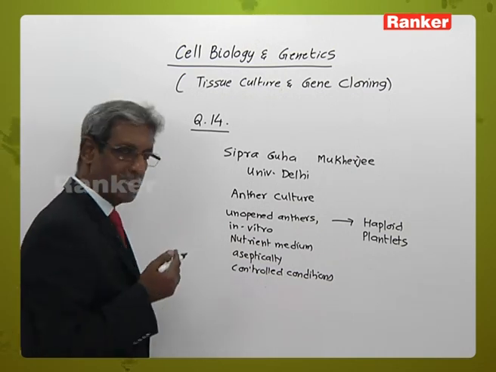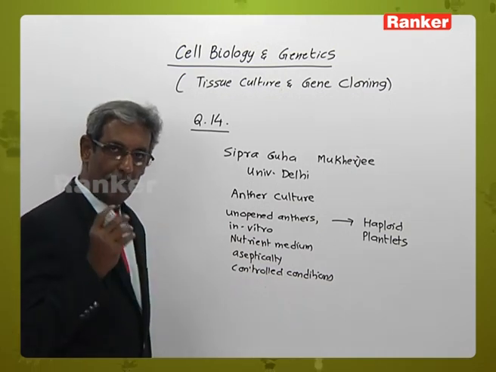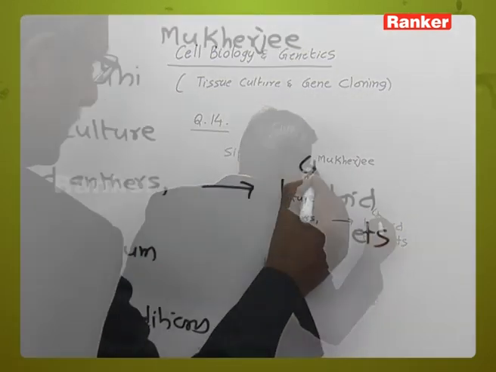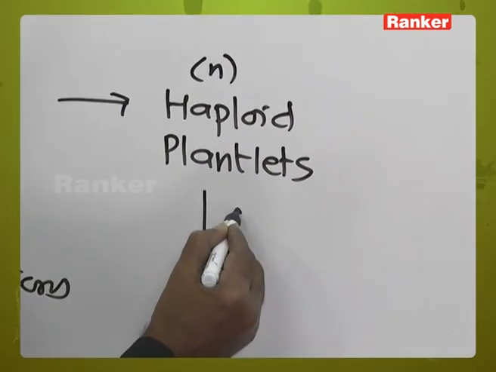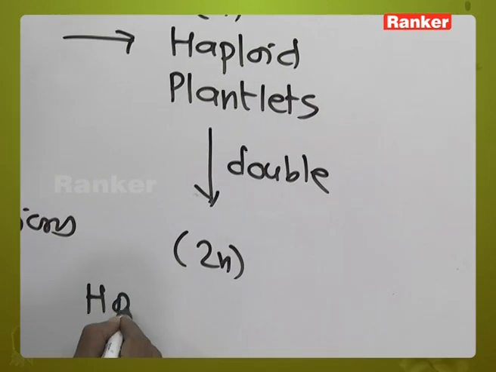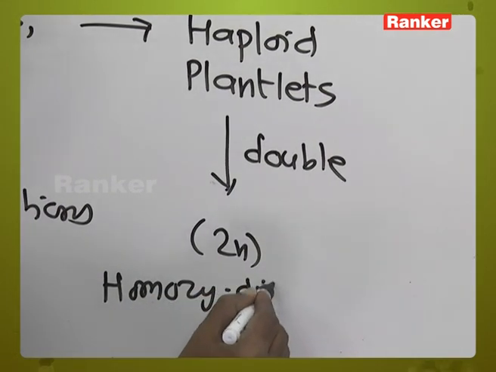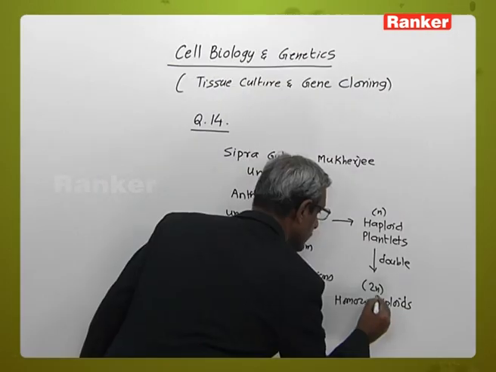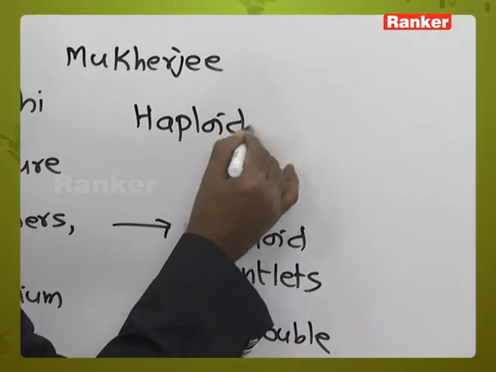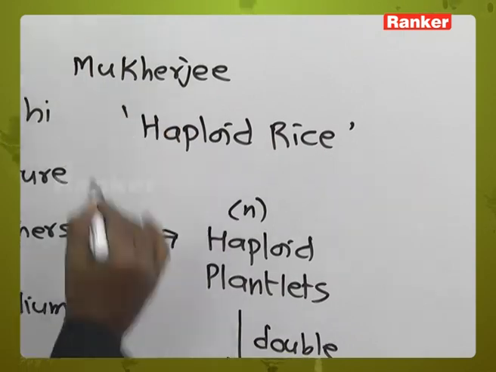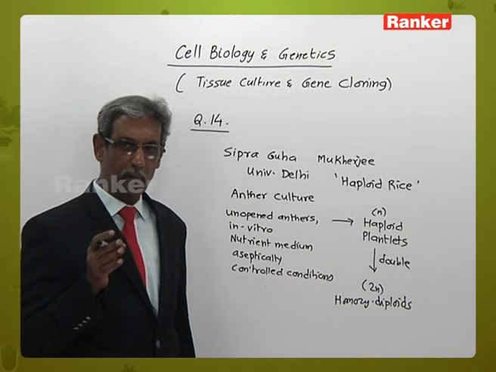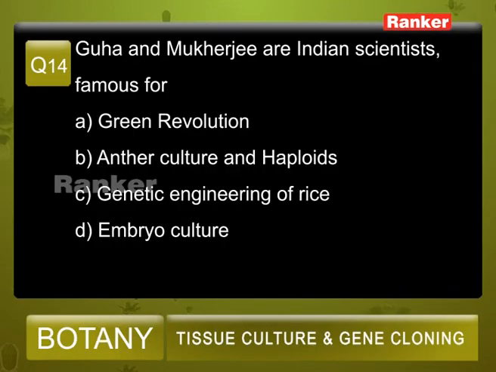Now, haploid plantlets are very important because we will get primarily anthers which are haploid. So, they will have n number of chromosomes and you can easily double them, so that you can get homozygous diploids. So, the very important application of this is production of haploid rice. So, Sipra Guha and Mukherjee are Indian scientists famous for anther-culture and haploids. The answer is B.